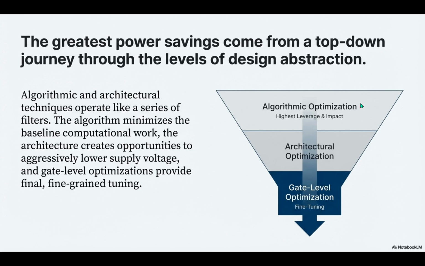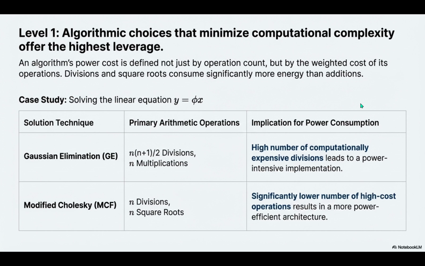Right. The biggest wins come from choosing an algorithm that just fundamentally requires less computational work to get the job done. And there's a really important subtlety here, isn't there? It's not just the number of operations. No, it's the weighted cost of those operations. Yeah. Some math is just heavier than other math. It's more expensive. For instance, divisions and square roots. They consume a lot more energy than, say, a simple addition or a bit shift.